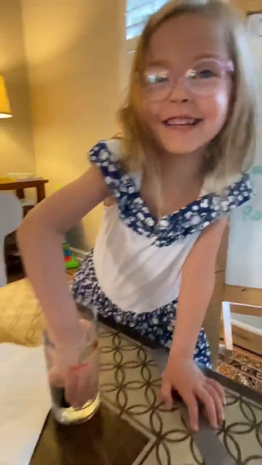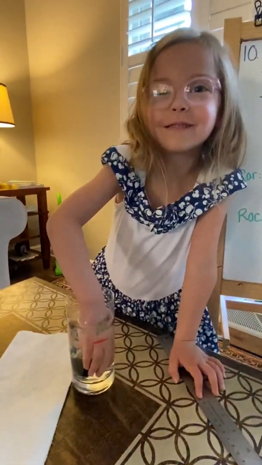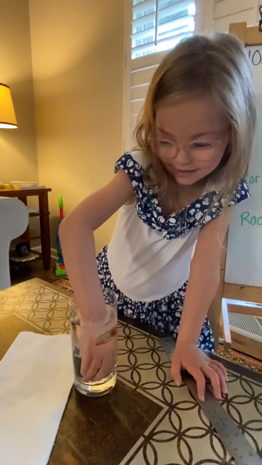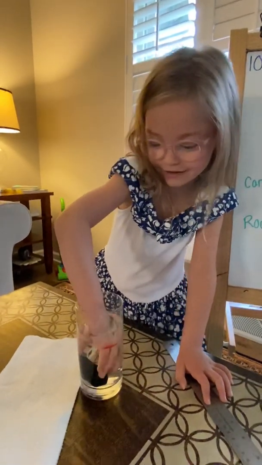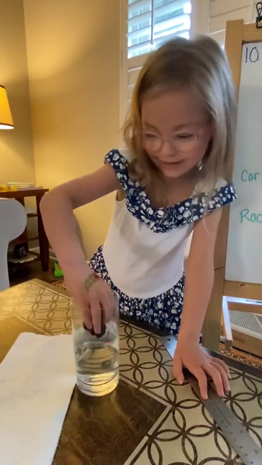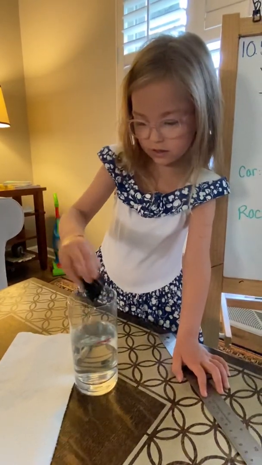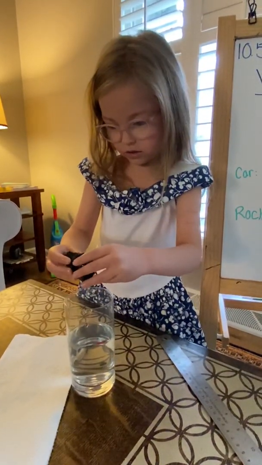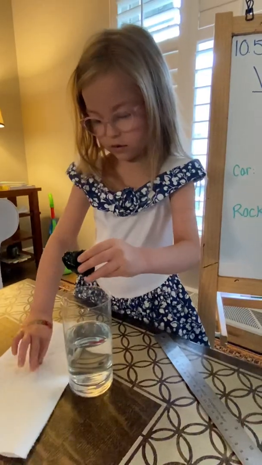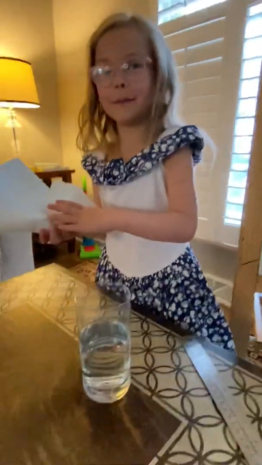Cool. That will work too. We could find the volume of your hand. Take that rock out. Now try to get all the water off of it in the cup if you can. Shake it off. Okay, then you can set that on the paper towel.